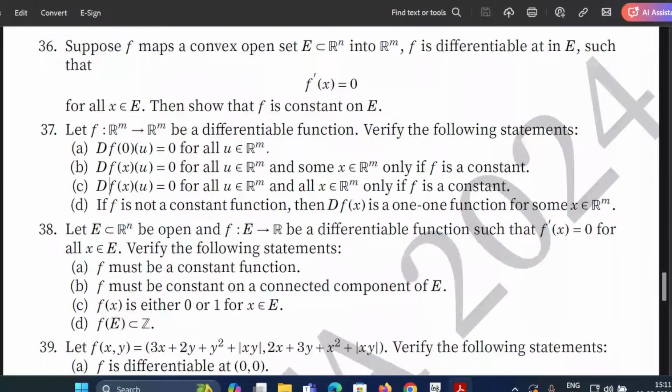Question number D. If f is a non-constant function, then df x is a one-to-one function for some x. If f is a non-constant function, then some x will exist for which the operator will be one-to-one. Is this true? Think about the matrix. If I consider a non-invertible matrix, that means the function is not one-to-one.